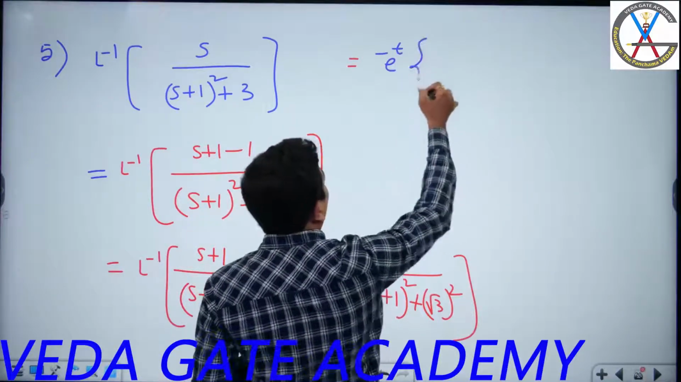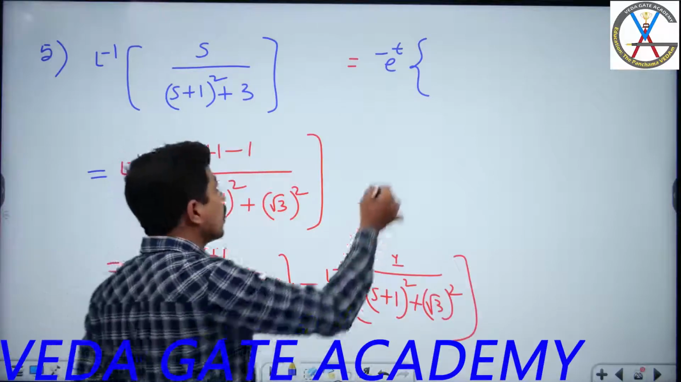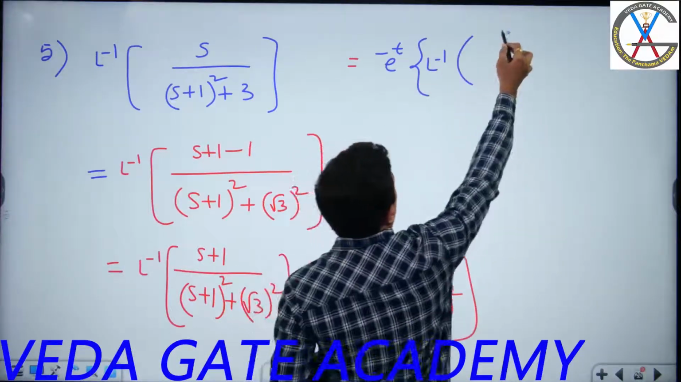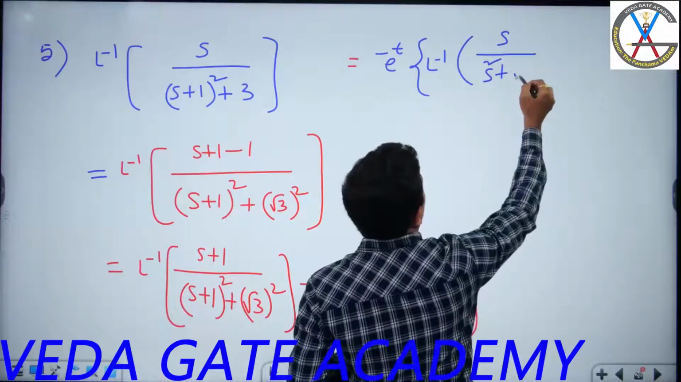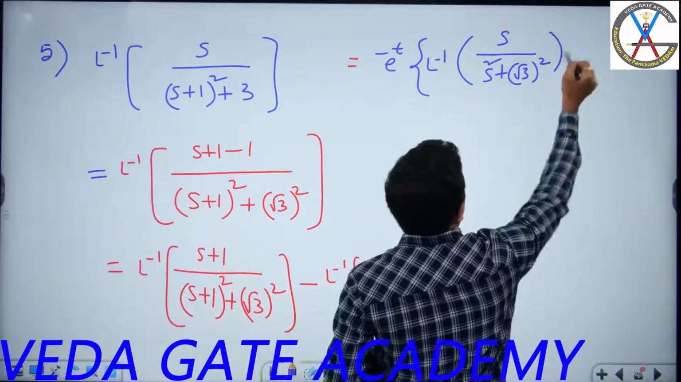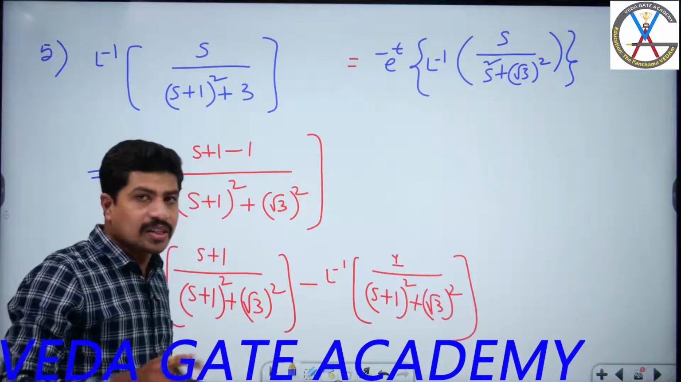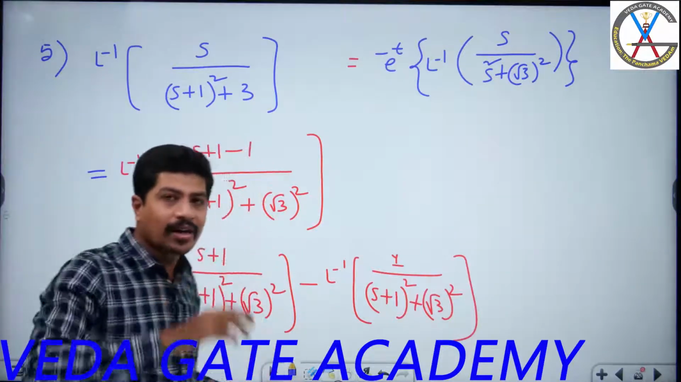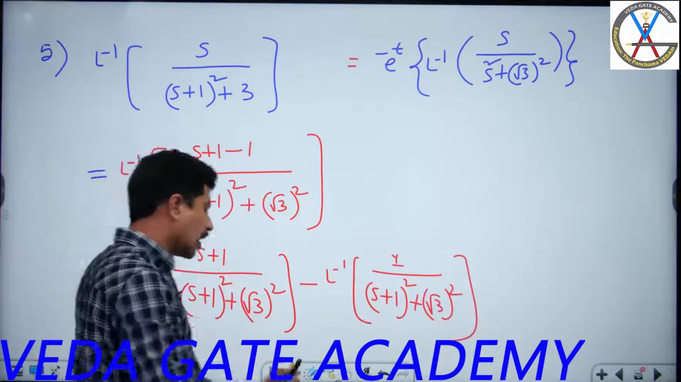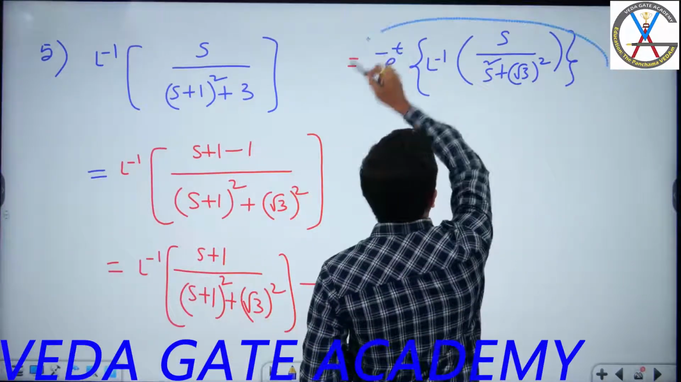Once we write e power minus t, what we are left with is L inverse of S by (S square plus root 3 square). Because of that shifting, we wrote e power minus t outside. Shifting is done. I told you in 2 ways. One way is to forget about this plus 1, first going the way we discussed previously.